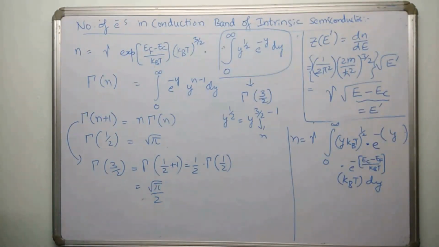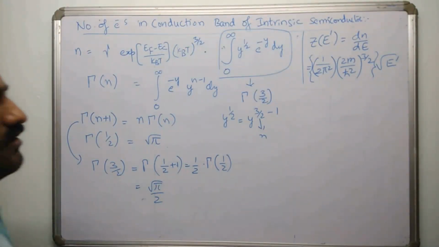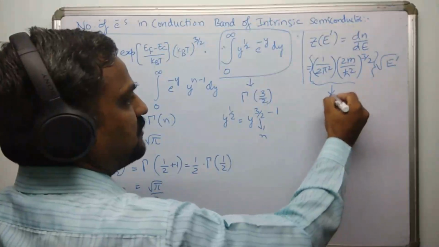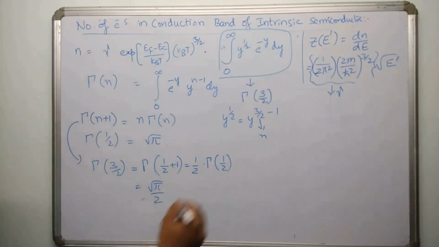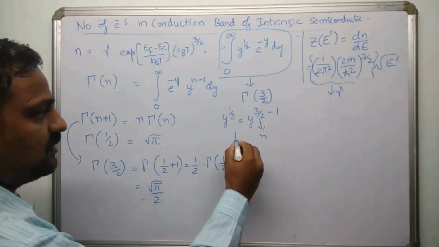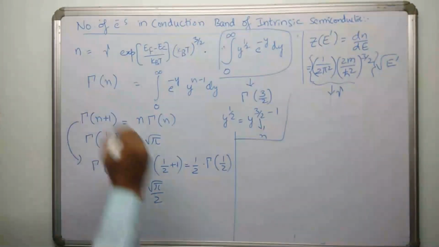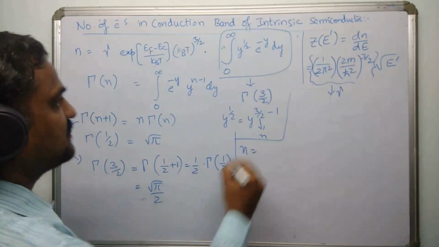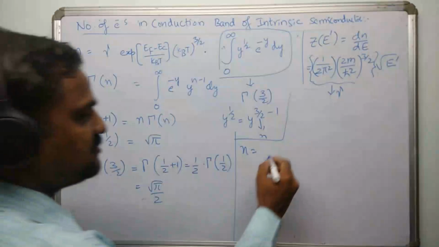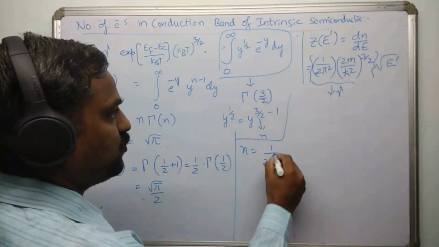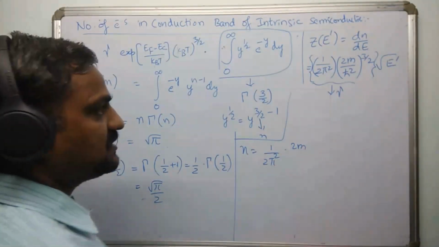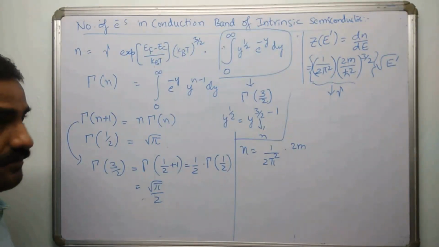So please pause the video. I'll erase, and let me recall this bracket term as my gamma, right? So after this step, finally, what I can do is go for my n. n is nothing but gamma. Gamma is 1 by 2 pi square into 2m. Please remember, I forgot to mention one thing.